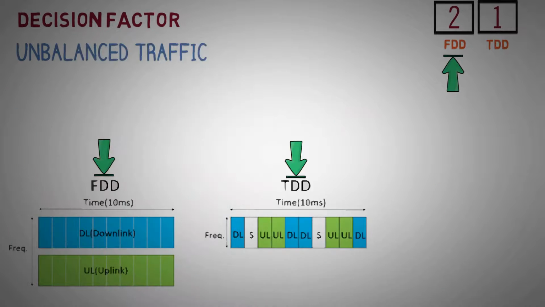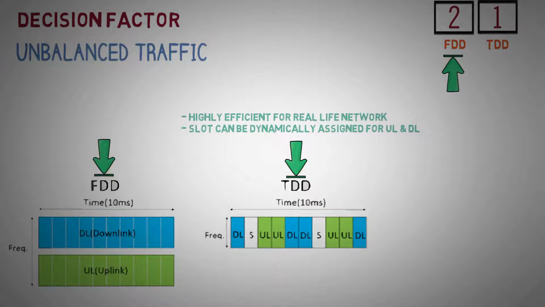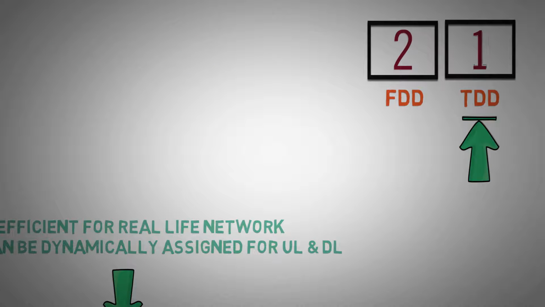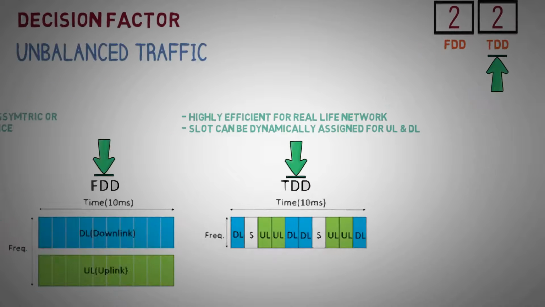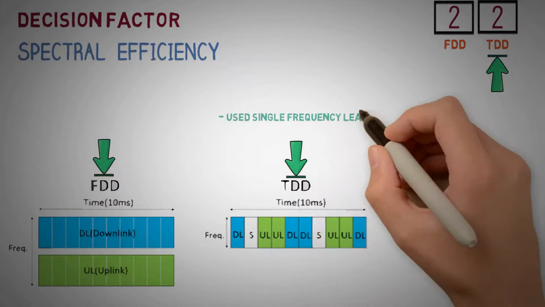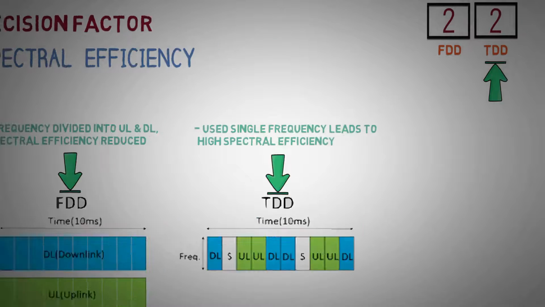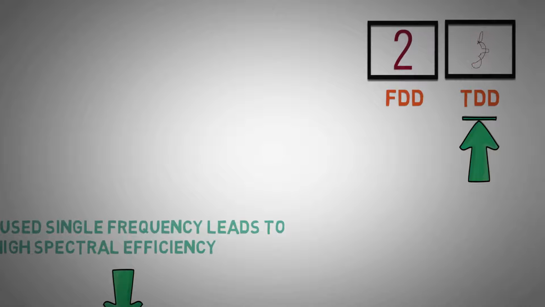Unbalanced traffic: in real life, network volume consumed in downlink is much higher than in uplink. In TDD it is possible to dynamically adjust the capacity by utilizing more time slots for downlink than in uplink, whereas in FDD, the capacity is normally balanced in both directions. Spectral efficiency: TDD uses only one frequency, whereas FDD uses two different frequencies. So spectral efficiency in FDD is not as good as TDD.